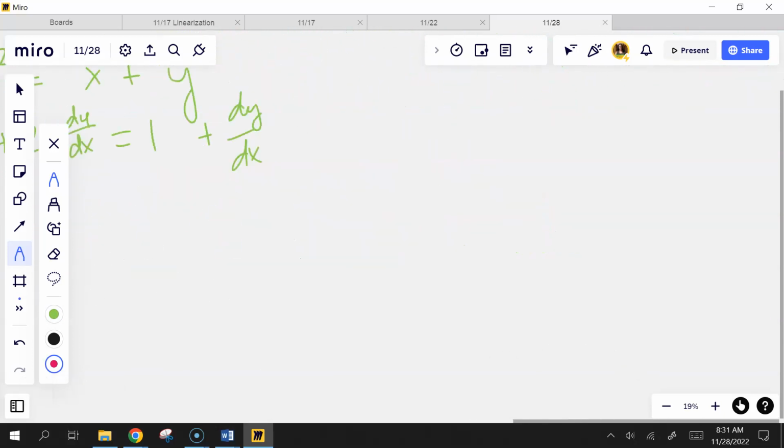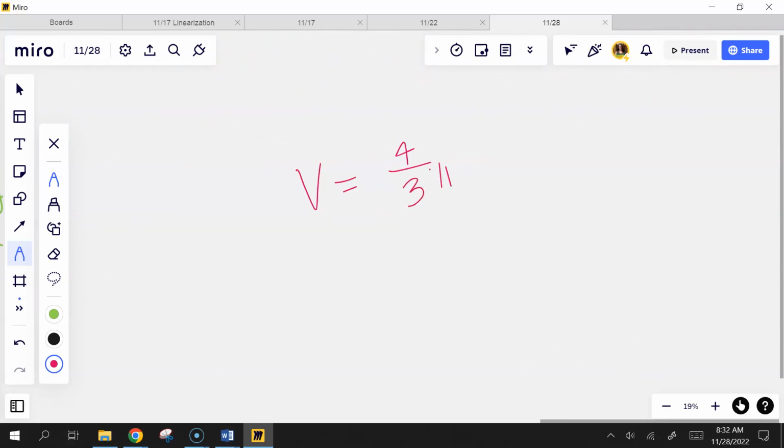How about this one? This is another example because they don't have a whole lot of the easy examples like this one. Find an equation that relates dV/dt, or actually just find dV/dt. Let me say that. Find dV/dt. Find the derivative of the volume with respect to time.